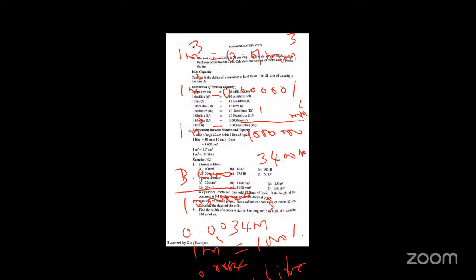I hope that one is correct. Is that okay? Yes, but can you do another example? The last one. Okay.